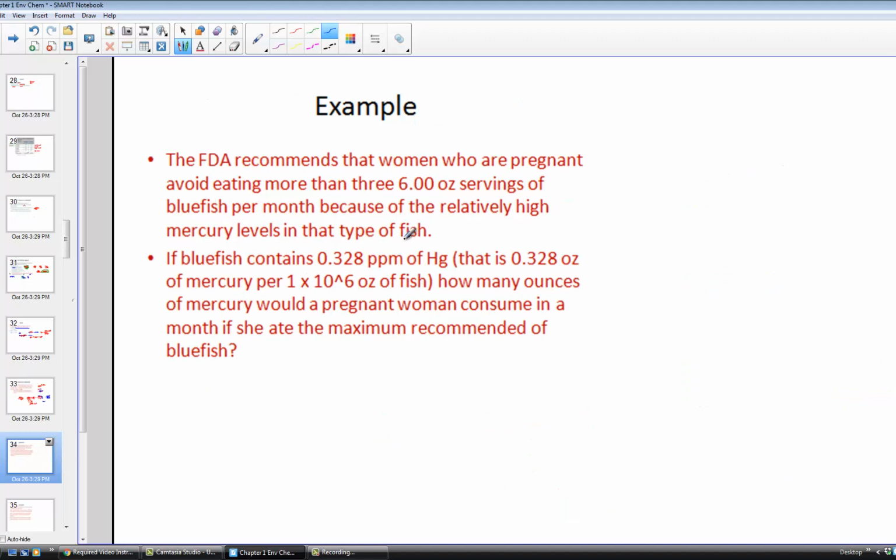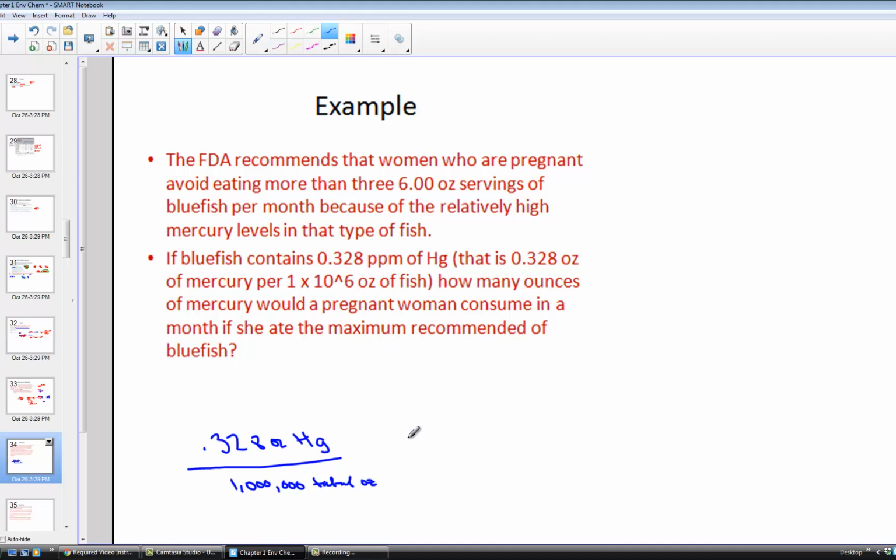The FDA recommends that women who are pregnant avoid eating more than 3 6-ounce servings of bluefish per month because of the relatively high mercury levels in that type of fish. If bluefish contain 0.328 parts per million of mercury, that means that there's 0.328 ounces of mercury in 1,000,000 parts of the fish. You know, that would be ounces of fish. How many ounces of mercury would a pregnant woman consume in a month if she ate the maximum recommended amount of bluefish?